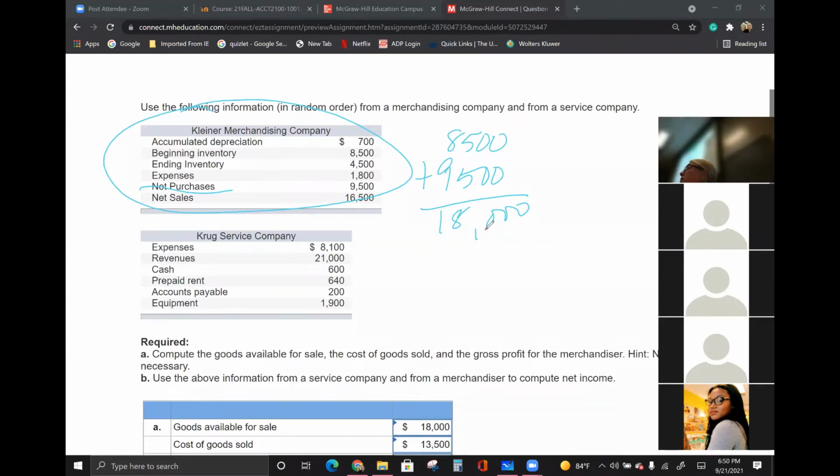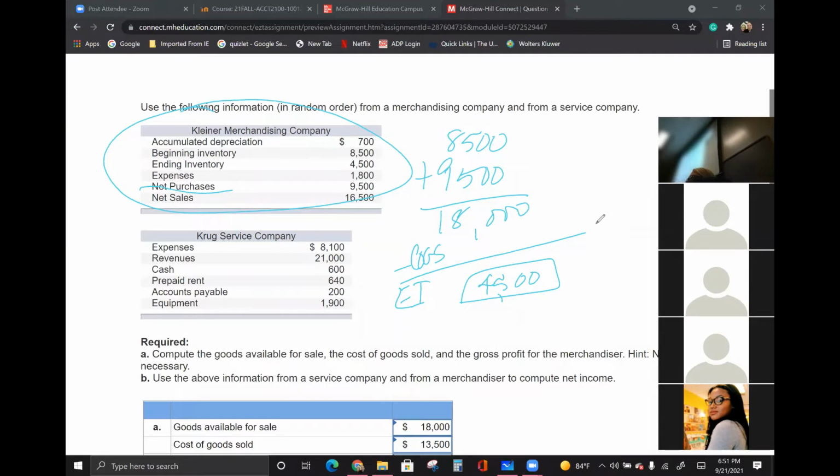So now the formula that we just did, in order for me to find my ending inventory, normally I would subtract my cost of goods sold, but does it list cost of goods sold in that schedule there? It doesn't. What does it give me? It gives me ending inventory. So I know this number. My ending inventory is 4,500. I also know my formula is cost of goods available for sale less cost of goods sold is my ending inventory.